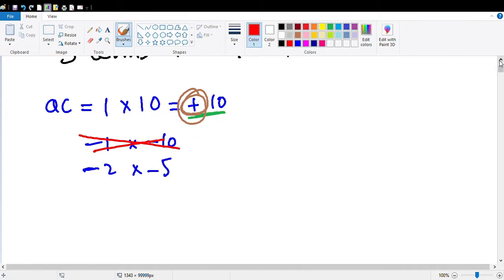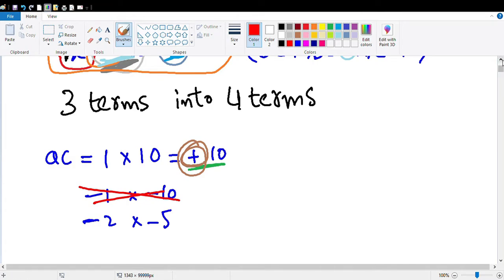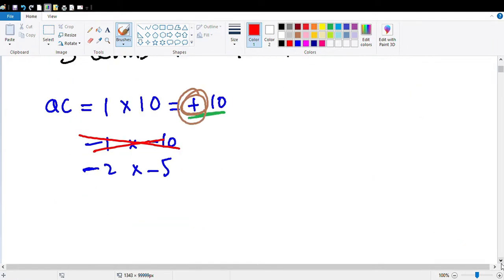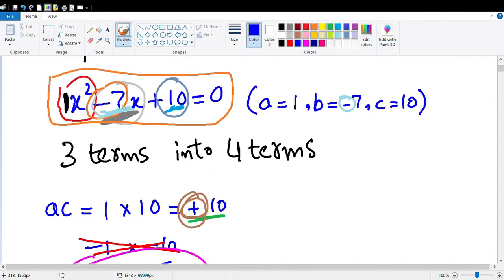So if you go up here, we needed the factors to sum up to minus 7. We already know that their product is positive 10. We just need them to sum up to minus 7. Yeah, we got that, right? Because minus 2 and minus 5 is minus 7. So this is the pair, ladies and gentlemen. And I'm going to split this minus 7x into minus 2x and minus 5x. And the rest will just come like that.